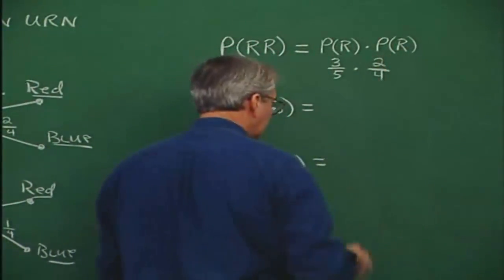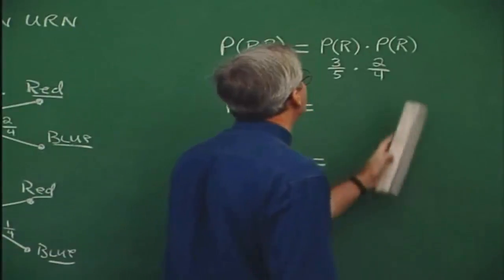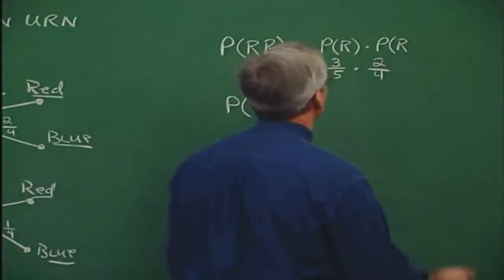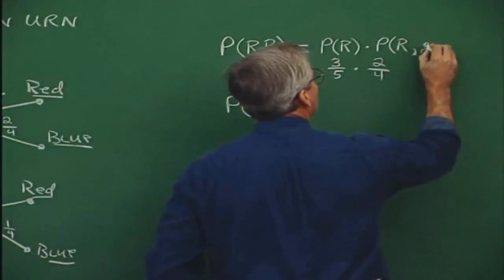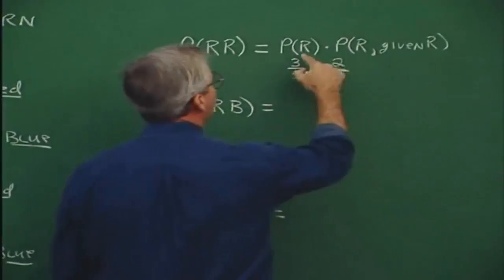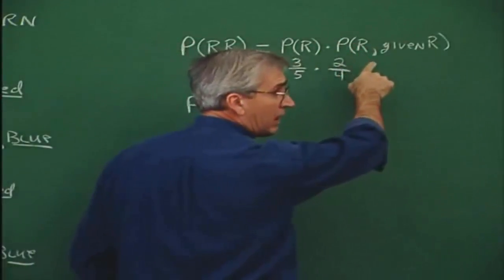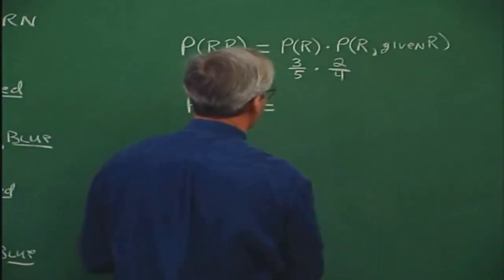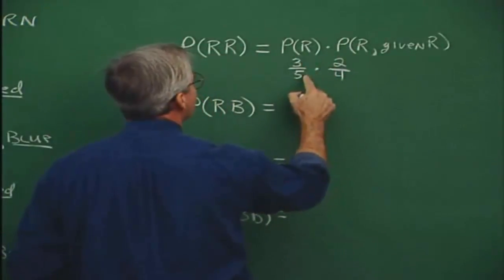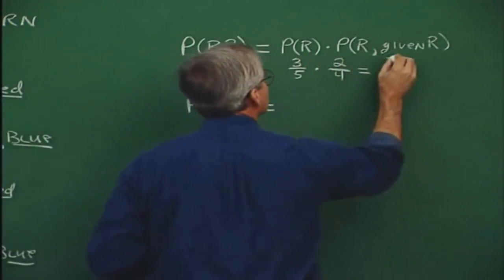To be technically correct, I ought to say that this is red given red. Given that red occurred on the first one, what's the probability of red on the second one? That's what we're really calculating here. All right, we have a little cancellation. This is 1/2. 1/2 times 3/5 turns out to be 3/10.